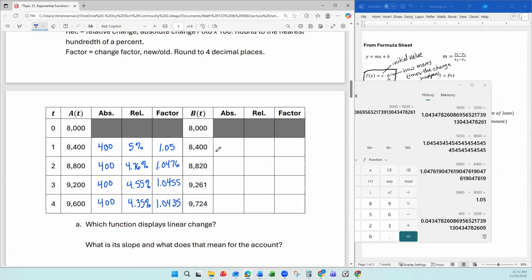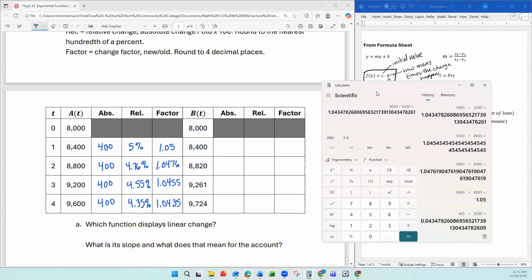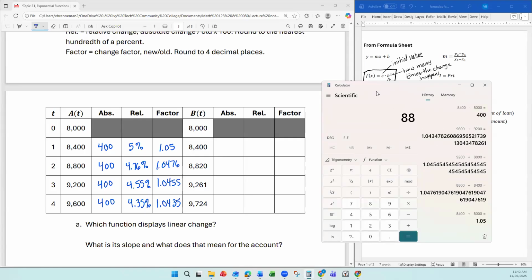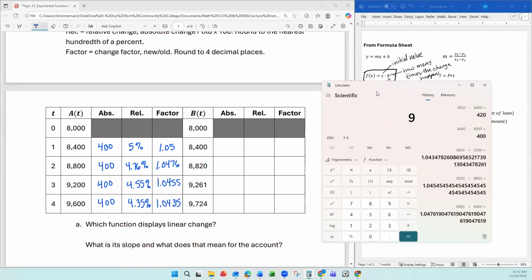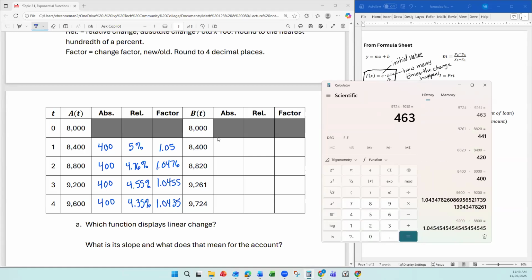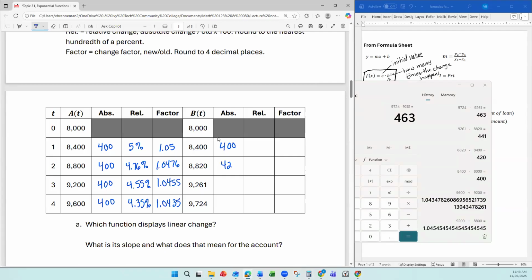Then for the second account, for account B, if we look at the absolute, we're subtracting 8,400 minus 8,000. Of course, it's still 400, but then we go 8,820 minus 8,400, 9,261 minus 8,820, and 9,724 minus 9,261. So this still added 400 the first year, but then added 420, 441, 463. So we're adding a larger amount each year.